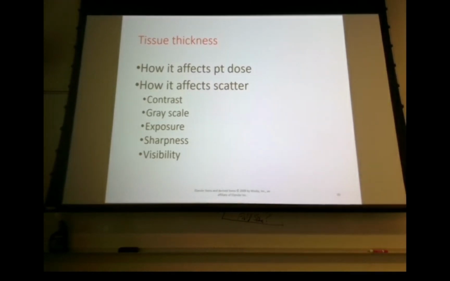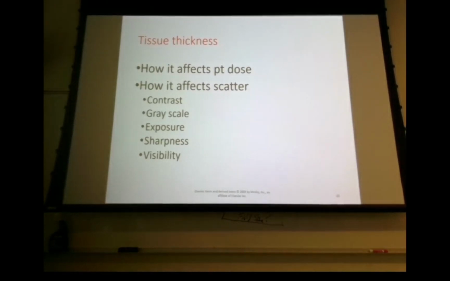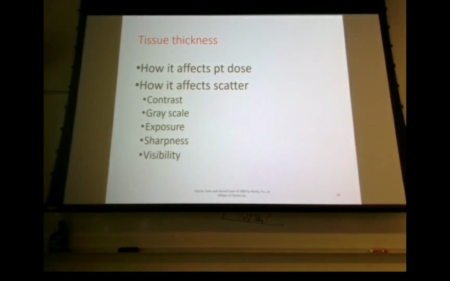Okay, so tissue thickness then, and I didn't really like the way Bushong set this chapter up. He starts into tissue thickness, and then he goes straight into beam restriction, and then he goes back into tissue thickness. But we've talked about this already, and that is, the thicker the tissue, the more dose the patient's gonna have, more likelihood that we're gonna have scatter radiation. So tissue thickness, how does it affect patient dose?